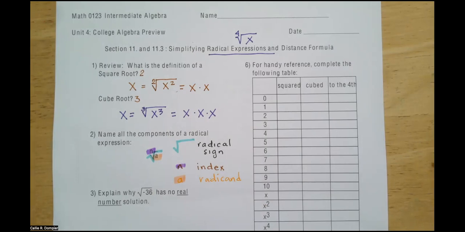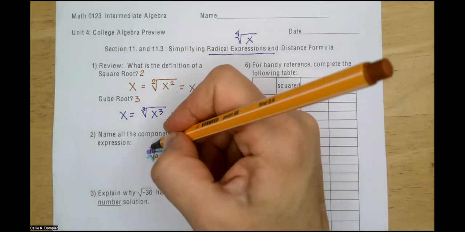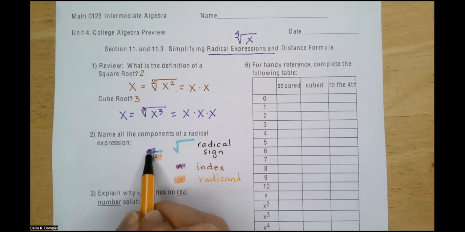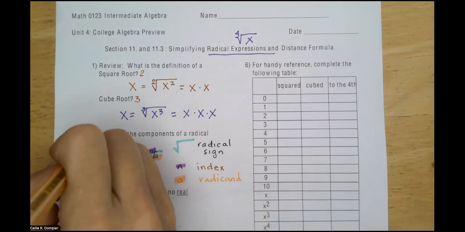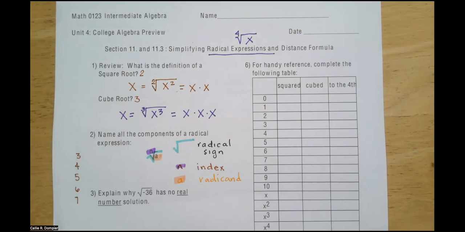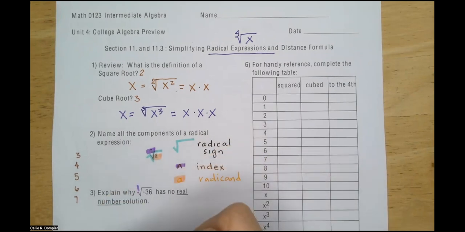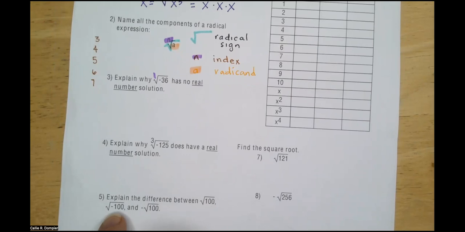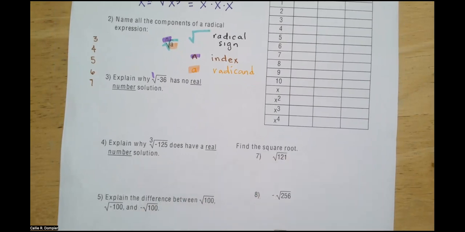Okay, so the index is a number. The radicand can be a term or a number or a variable. This is a number, and it's either 3, 4, 5, 6, 7, right? But what about when there is no index? There's no index here. That one has an index of 3. That one has no index, no index, no index, no index, no index, right?